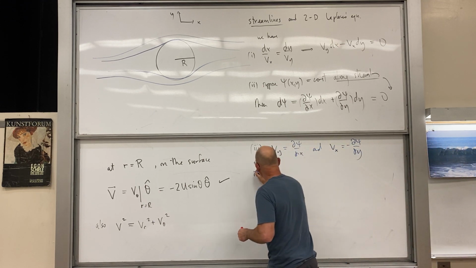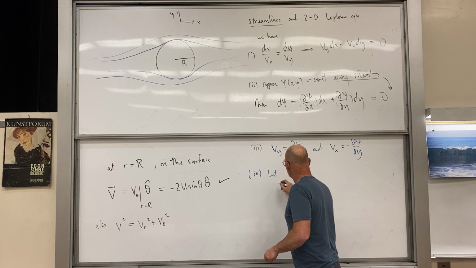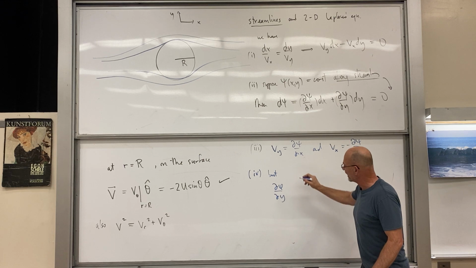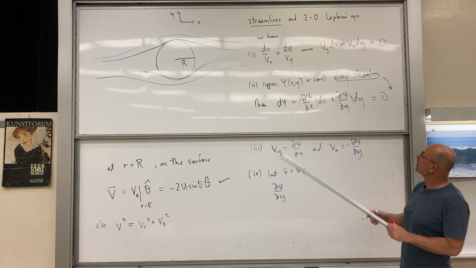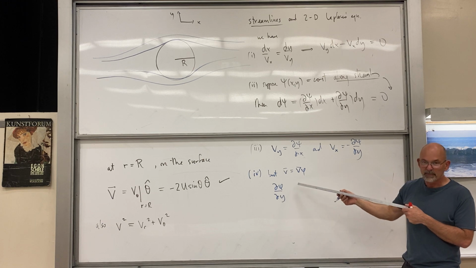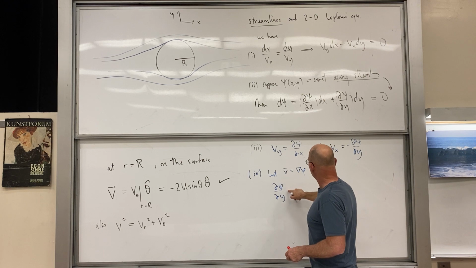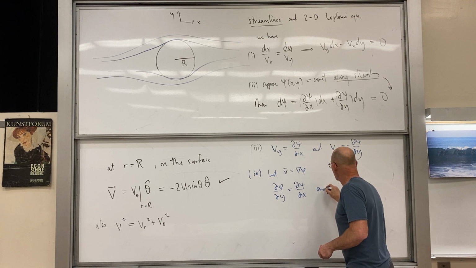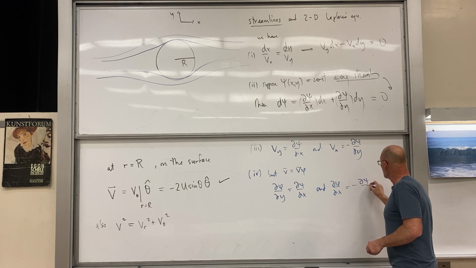But first of all, we already have d phi dy, right? Because v is equal to the gradient of phi, because we're doing the 2D Laplace equation, or because we have a velocity potential. So what do we have here? d phi dy is equal to dC dx, and d phi dx is equal to minus dC dy.